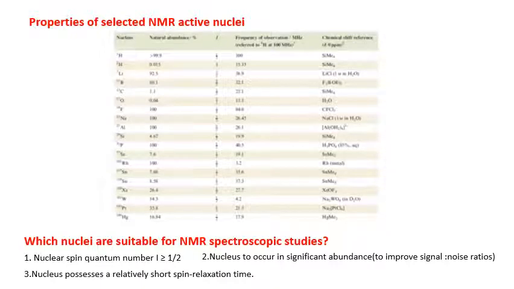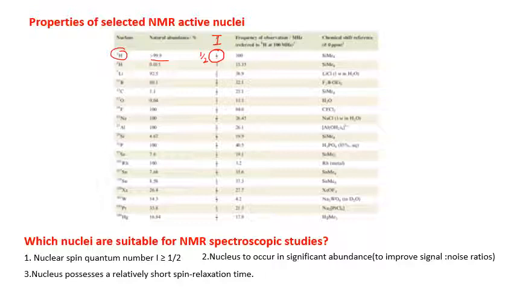These are some properties of selected NMR active nuclei. Over here the chart is given. You can see that the most popular is proton NMR, the 1H nucleus, having a natural abundance greater than 99.9%. You can see that it has a nuclear spin I equal to 1 by 2.